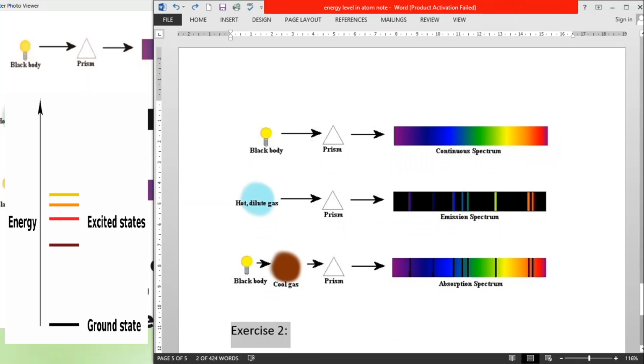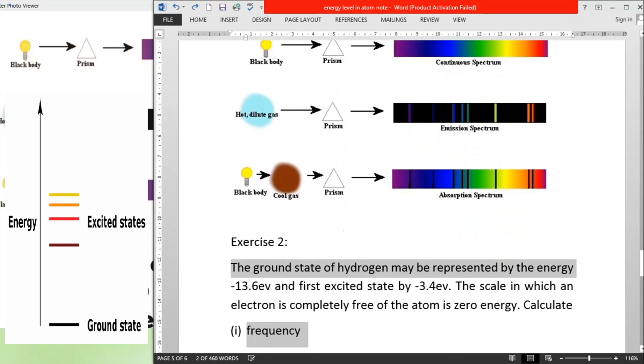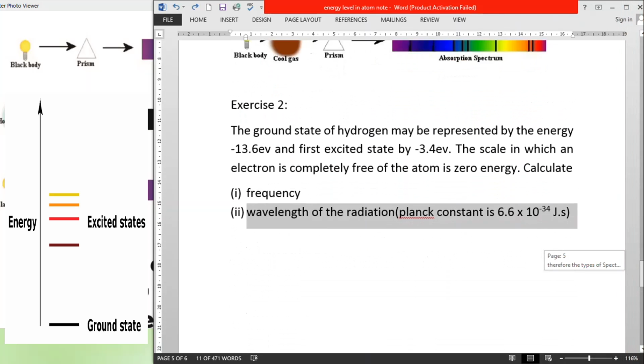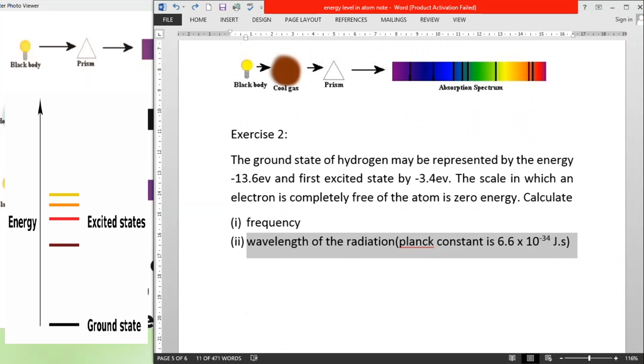Alright, so now we are going to be looking at our second exercise. They said the ground state of hydrogen may be represented by the energy minus 13.6 electron volt and the first excited state by minus 3.4 electron volt. The scale in which an electron is completely free of the atom is zero energy. Calculate the frequency. Here we are told to look for the frequency, but not only the frequency, we are also told to look for the wavelength. So here we are told to look for both frequency and wavelength. Got the question very well.